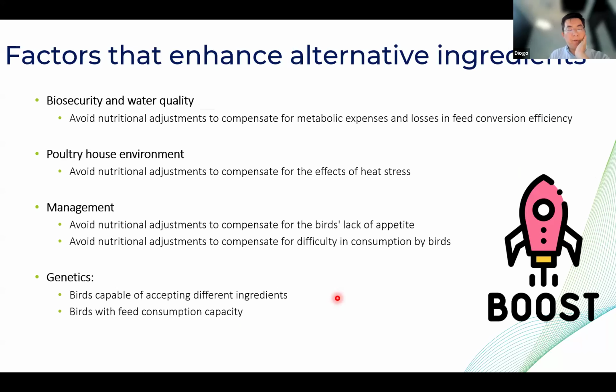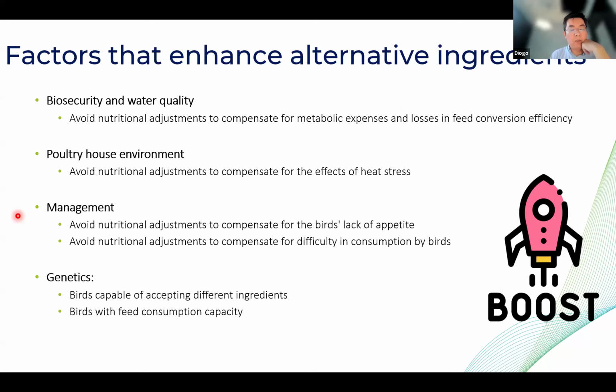What else? Factors that enhance alternative ingredients. Biosecurity and water quality remain important. Poultry house environment remains important because all the time that the bird suffers from heat stress, we need to concentrate the feed more because the tendency of the bird is to eat less. And the more concentrated the feed needs to be, the more difficult it is to find space in the formula to include alternative ingredients.